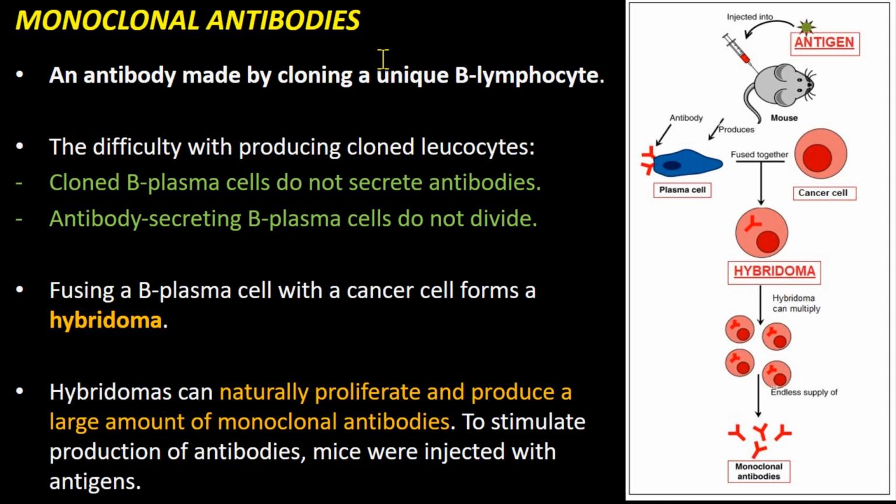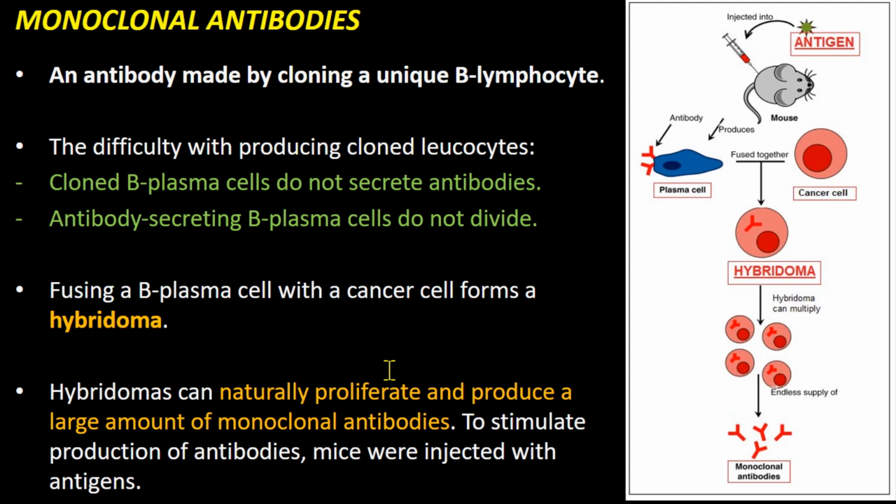Monoclonal antibodies. These are antibodies made by cloning a unique B lymphocyte. Now there's a difficulty with producing cloned leukocytes. First of all, cloned B plasma cells do not secrete antibodies. And antibody-secreting B plasma cells don't divide. So how do we solve this problem? Well, what they do is fuse a B plasma cell that secretes antibodies with a cancer cell. We know that cancer cells are known for dividing. This would form something called a hybridoma. So hybridomas can naturally proliferate and produce a large amount of monoclonal antibodies.